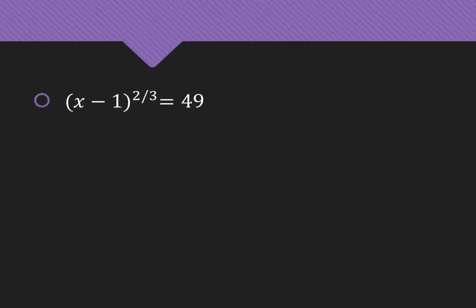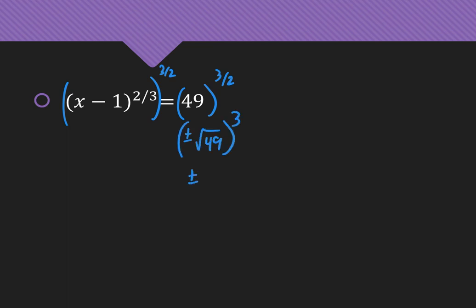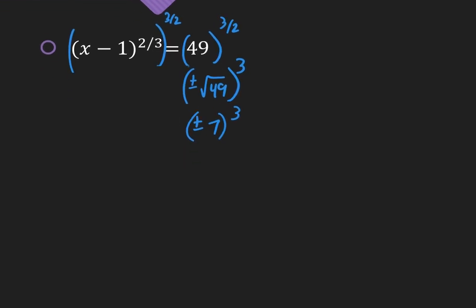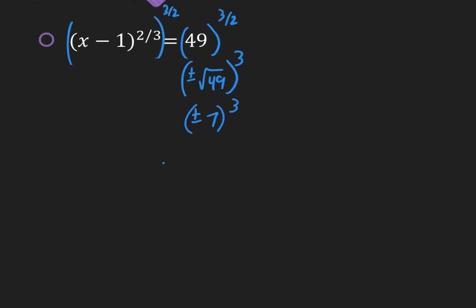Yeah, so when you raise it to the 3 halves, you're square rooting it. So it's plus and minus the square root of 49 to the 3rd, which is plus and minus 7 to the 3rd, which means there's 2 answers. A negative 7 to the 3rd and a positive 7 to the 3rd.